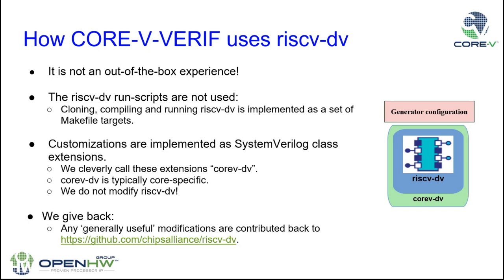And so core5dv tends to be rather specific to the core we're developing. An important thing to understand here is that we do not modify riscv-dv in any way. We extend its behavior using the object-oriented programming model supported by SystemVerilog. We don't edit any of the code in riscv-dv. We just extend its behavior to either change it or to augment it in some way.